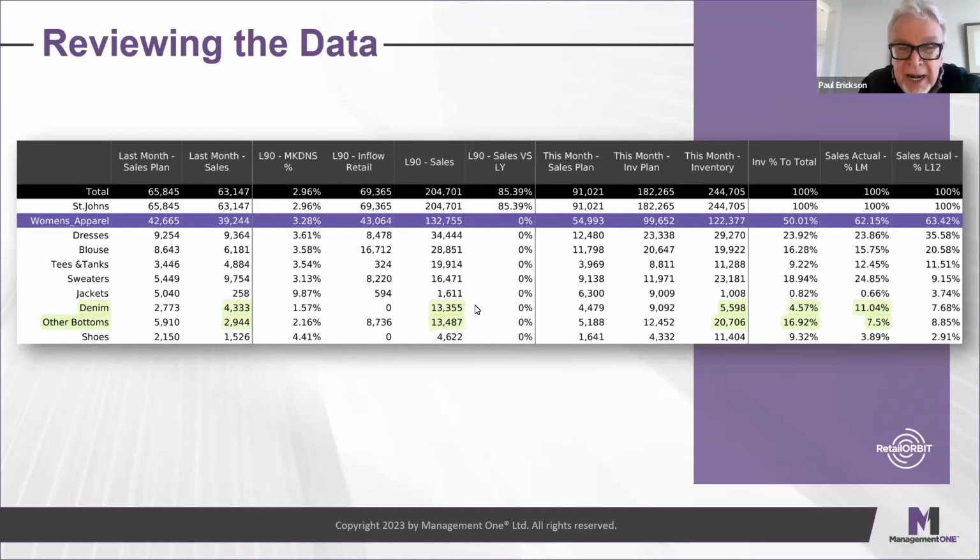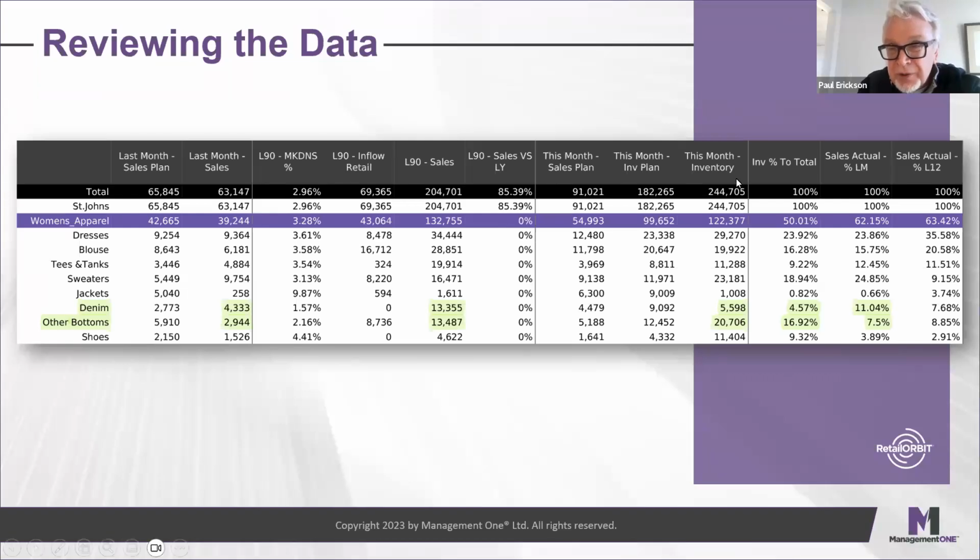But that was a little bit of an anomaly, because if you look at this global report, you can see that the sales for the last 90 days were pretty much eerily the same. Pants did 13,487. Denim did 13,355. So even though denim outperformed pants last month, the last 90 days, which is a much better indicator of true customer demand, not just one month but the last quarter, you can see both these categories are equal in consumer demand.